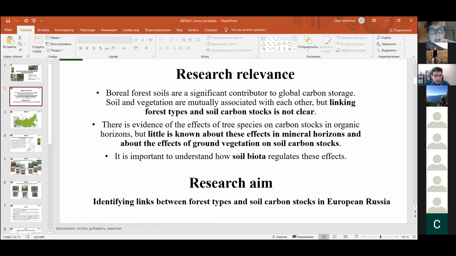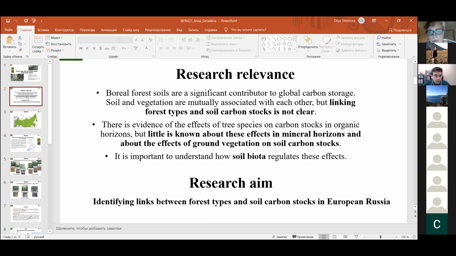Research relevance. Boreal forest soils are a significant contributor to global carbon storage. Soil and vegetation are mutually associated with each other, but linking forest types and soil carbon stock is not clear. There is evidence of the effects of tree species on carbon stock in organic horizons, but little is known about this effect in mineral horizons and about the effect of ground vegetation on soil carbon stock.